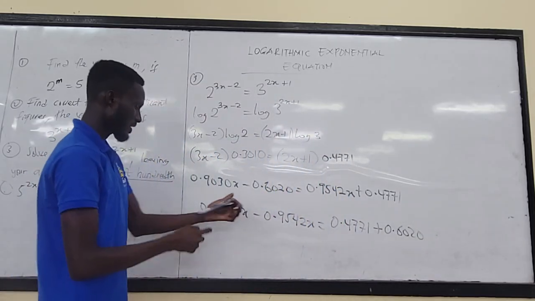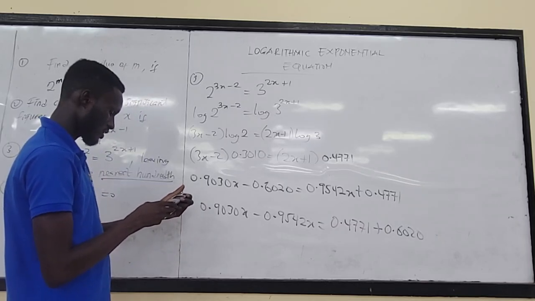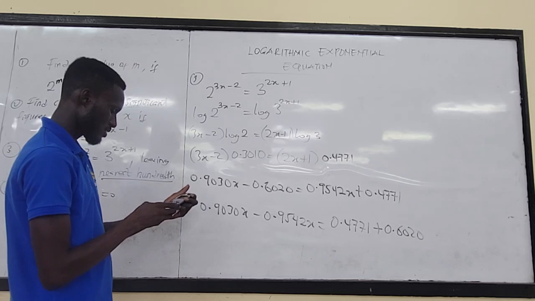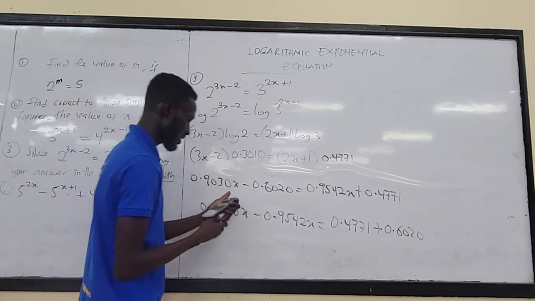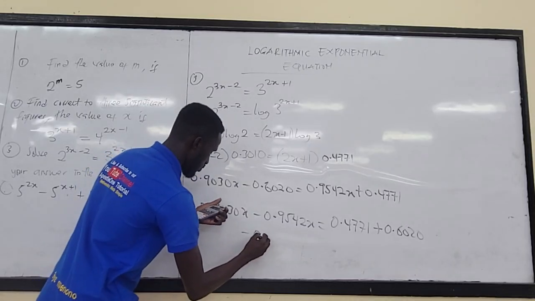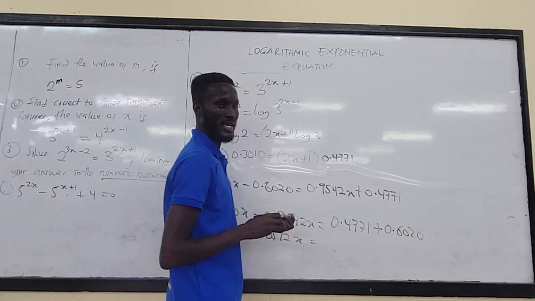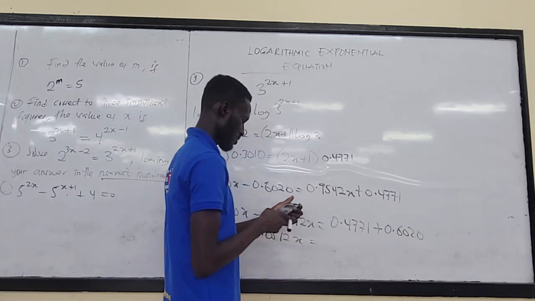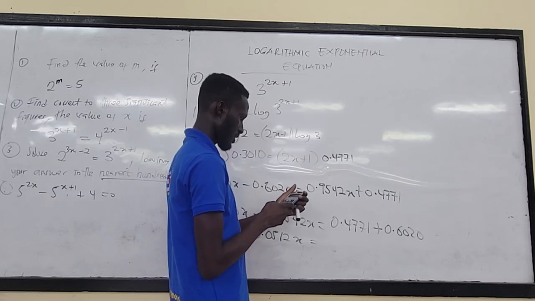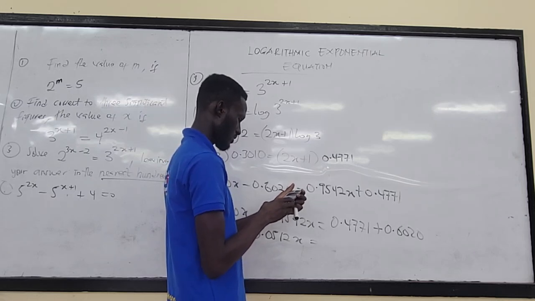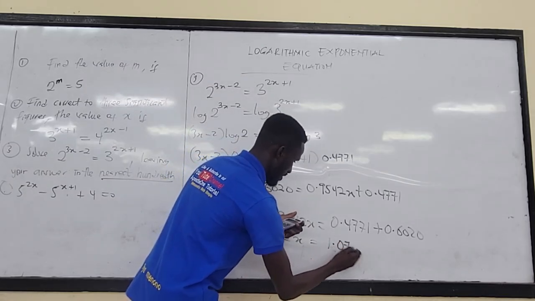Now let me subtract this one and then add this one. Now I have 0.9030 minus 0.9542. Now the whole thing will give us minus 0.0512x equal to, then you comfortably add this one to 0.4771 plus 0.6020, which is 1.0791.